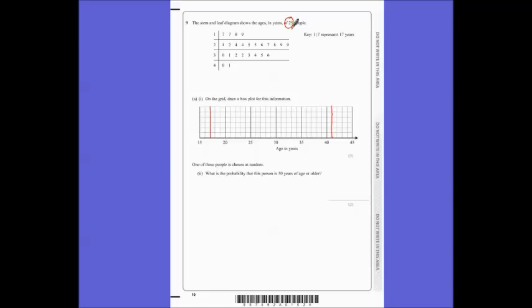Now if there's 25 people, we would be after the 13th person to be in the middle, because that would mean there were 12 before them and 12 after them. So 1, 2, 3, 4, 5, 6, 7, 8, 9, 10, 11, 12. The 13th person is 28 years old. So we're going to put the median at 28.